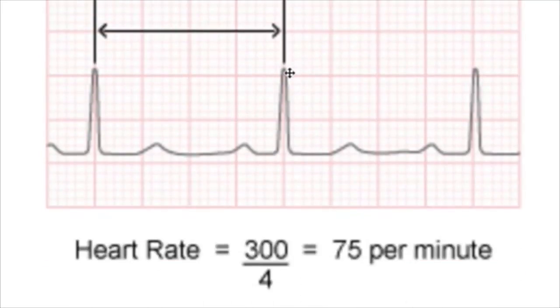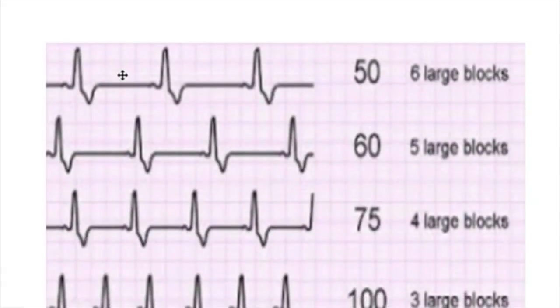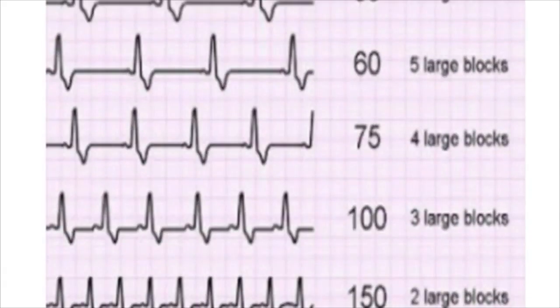If this RR distance is reduced to 3 boxes, 2 boxes or 1 box, what will be the rate? Let's see. If the RR distance goes down to 1 box, then the rate is 300. 300 divided by 1, 300. If the RR distance is 2 boxes, then the rate is 150. If the RR distance is 3 boxes, the rate is 100. And if the RR distance is 6 boxes, 300 divided by 6, the rate becomes 50.